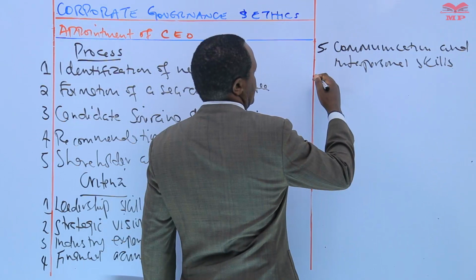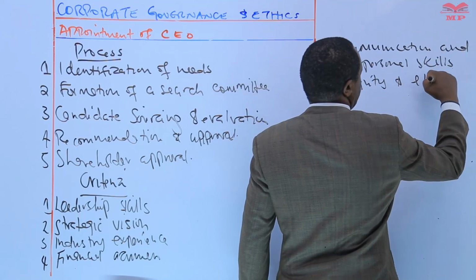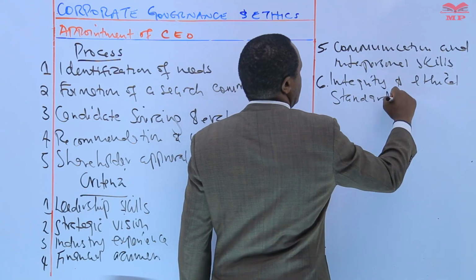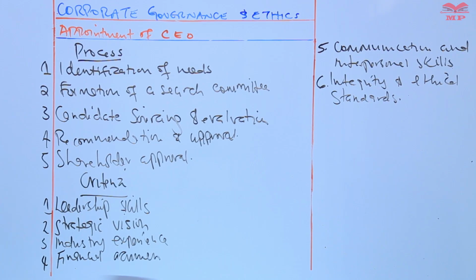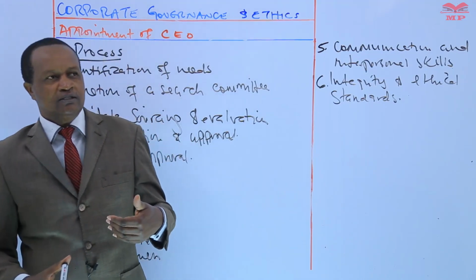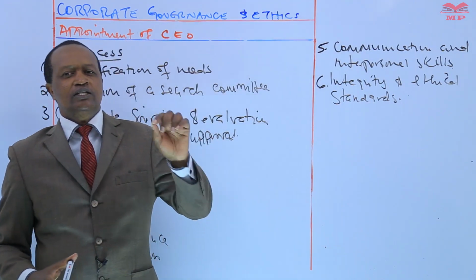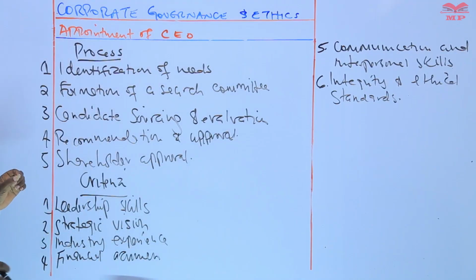Number six, integrity and ethical standards. The CEO should demonstrate high ethical standards and integrity. That means that he should serve as a role model for the company's employees, and he should be able to uphold the company's values. So when appointing a CEO, the search committee should consider all these factors.